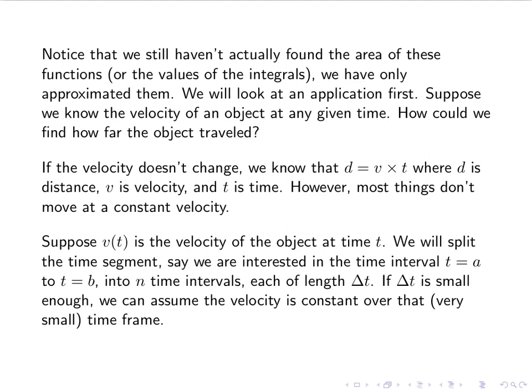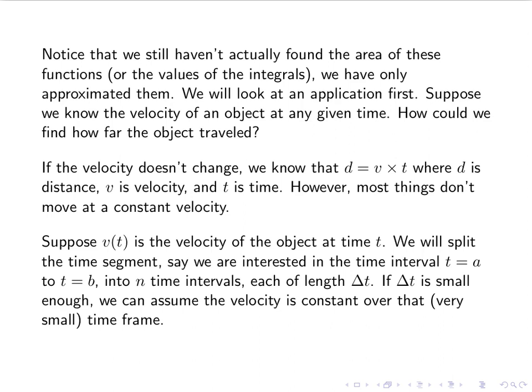So what we're going to do is suppose that v of t is our velocity function. We're going to look at it at time t, so that's why it's a function of t. We're going to split the time segment. Say we're interested from t equals a to t equals b, and we're going to split it into n time intervals, each of length delta t. And again, delta t just means a small change in t.